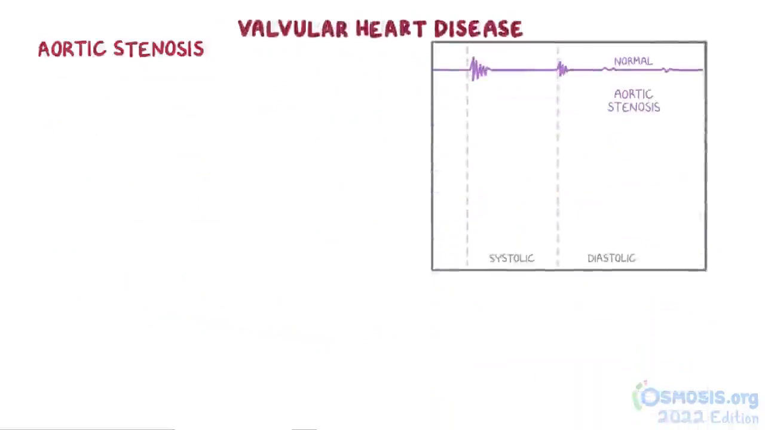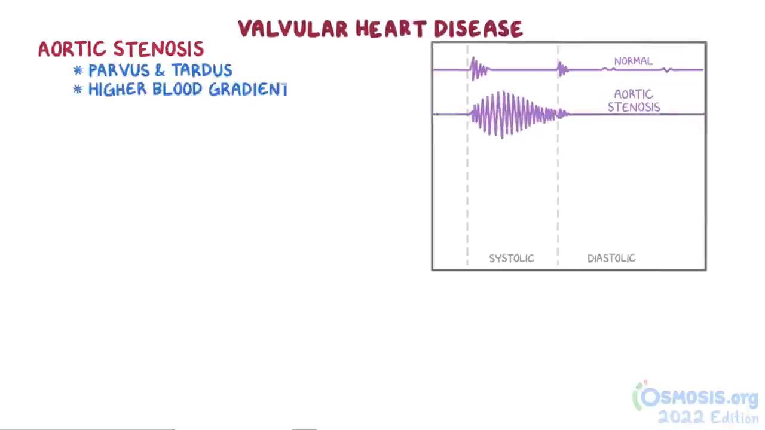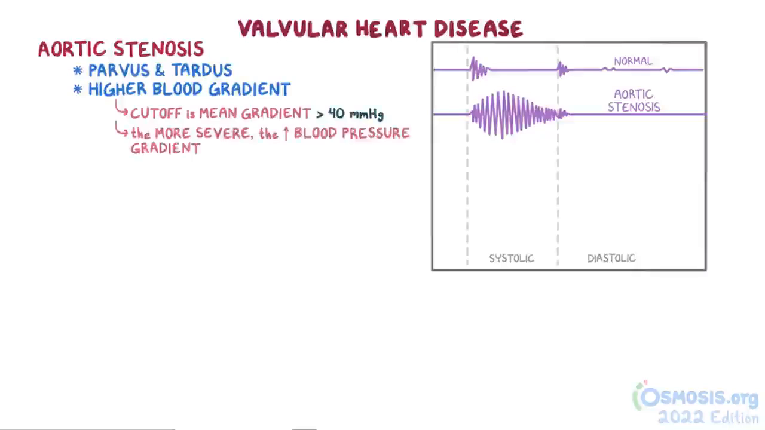Alright, as a quick recap. Aortic stenosis presents with parvus and tardus, a mid-systolic crescendo-decrescendo murmur, and a higher blood pressure gradient. The blood pressure gradient cutoff is a mean gradient higher than 40 millimeters of mercury, and the more severe the aortic stenosis, the higher the blood pressure gradient.